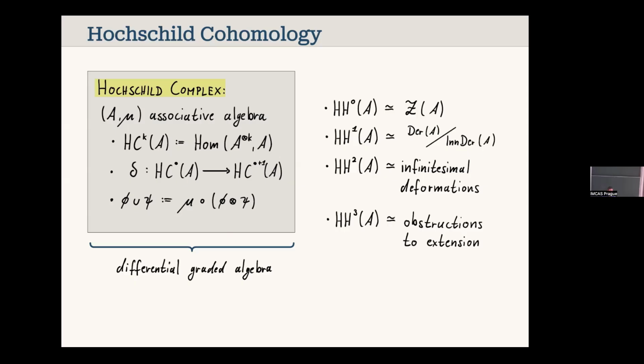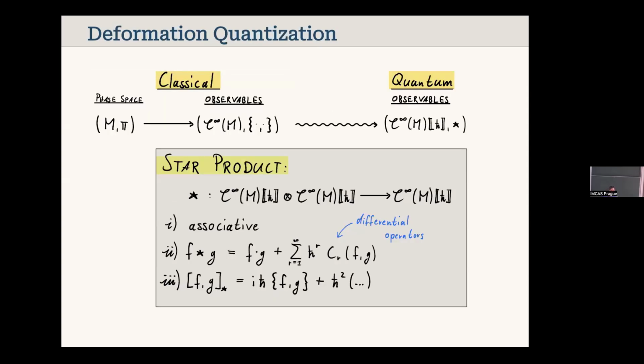Okay, now in order 2 and 3, it becomes a bit more interesting for deformation theory, because in order 2, as you can read here, you get equivalence classes of infinitesimal deformations. So what do I mean by infinitesimal deformations? Well, I mean deformations where our new product, which we call the star product in this case, is not really associative, but the associativity only holds up to order 1 in ħ. But it might fail in higher orders.